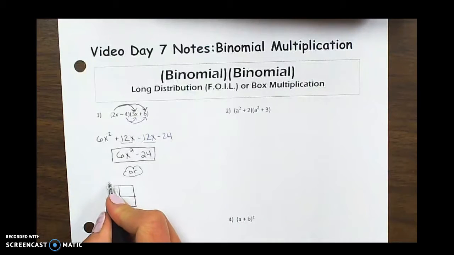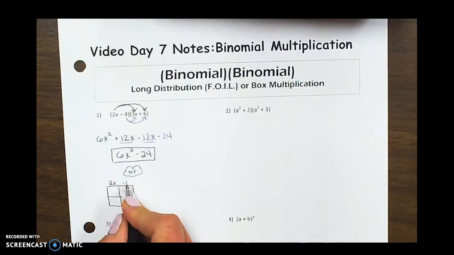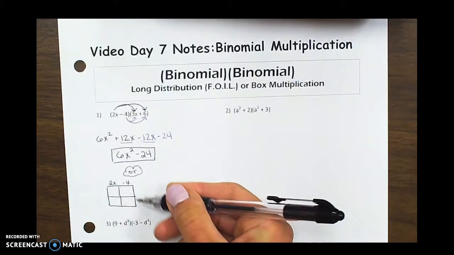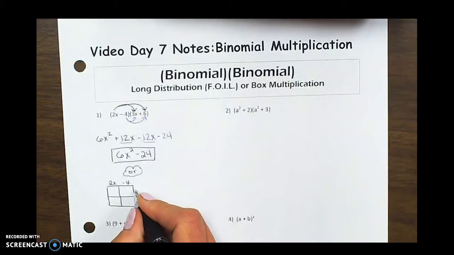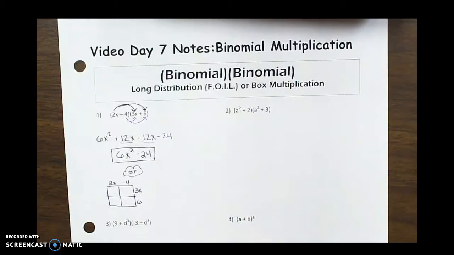So 2x is going to go above the first column. Since it's a minus 4, we're going to put a negative 4. And then across the side, we're going to put the second term. So we have 3x, and then we have a positive 6. Now, this is a multiplication table. So to figure out what goes in the grids, we're going to multiply the terms together.